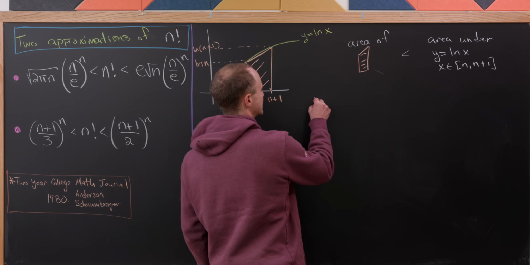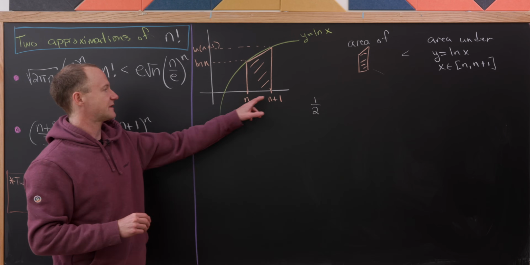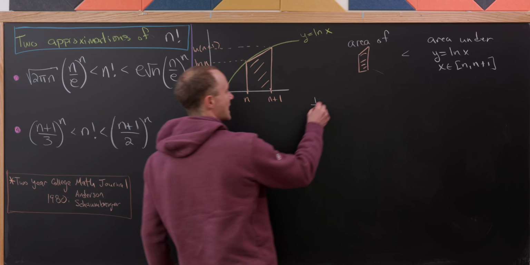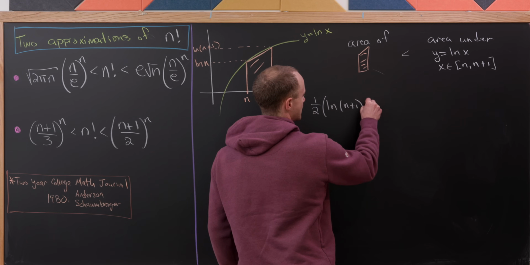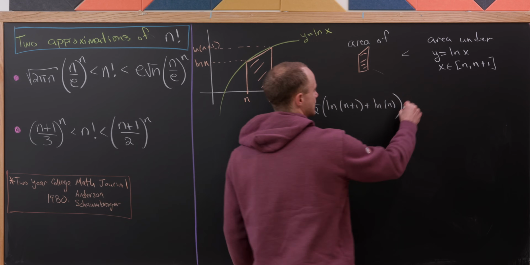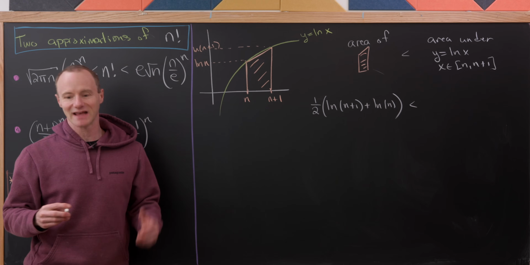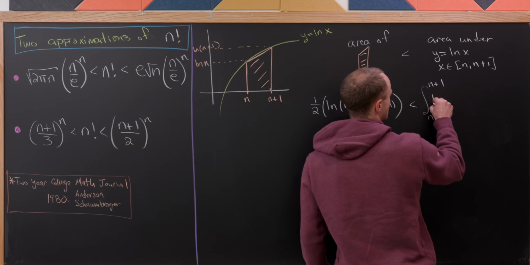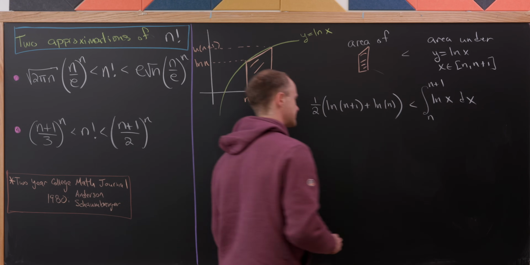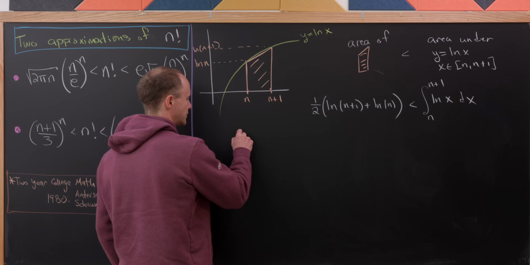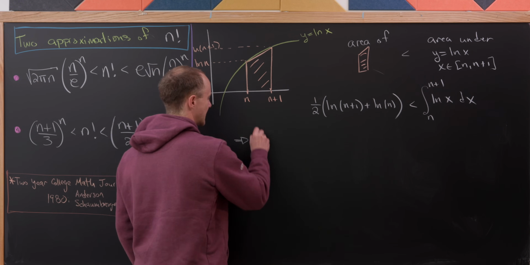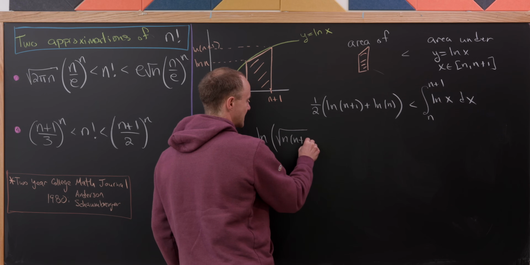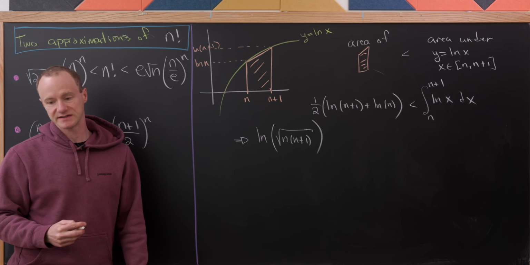The area of a trapezoid is given by 1/2 times the length of the base times the sum of the length of the heights. So that's going to be 1/2 of natural log of n plus 1 plus the natural log of n. And then, what's the area under the curve? That's exactly why we defined the integral. So this is going to be the integral from n to n plus 1 of the natural log of x dx. Then I'm going to use logarithm rules to push these two things together on the right-hand side. This is going to turn into the natural log of the square root of n times n plus 1, bringing that half inside.